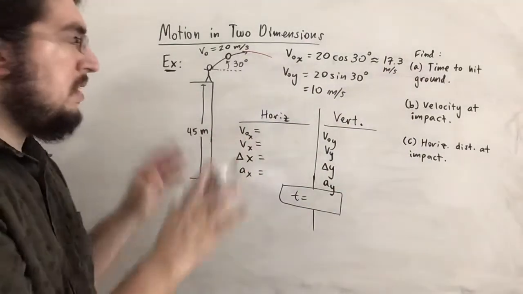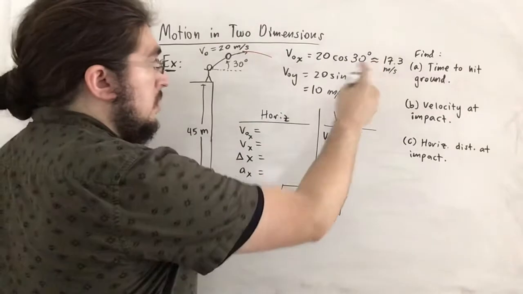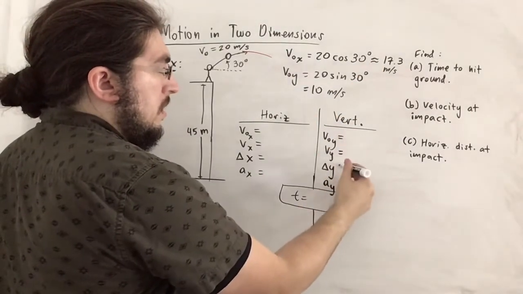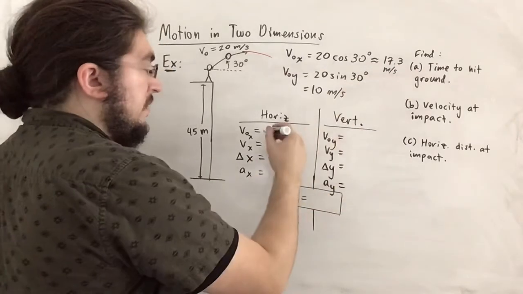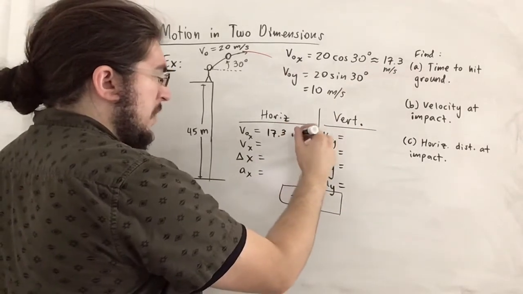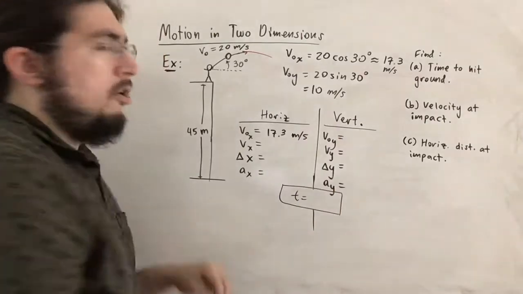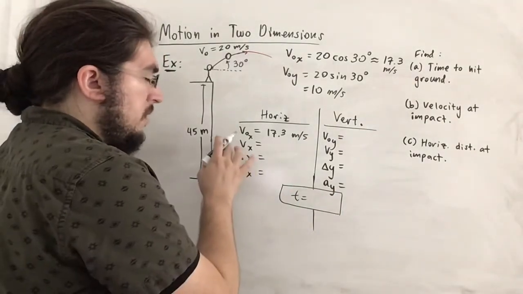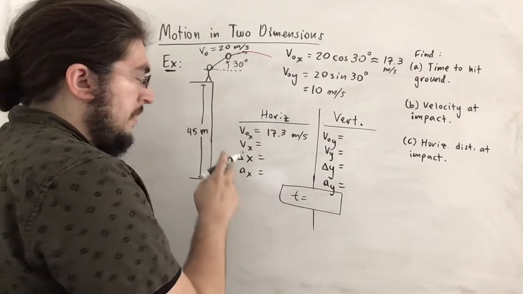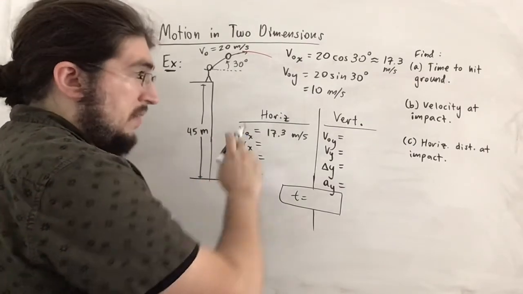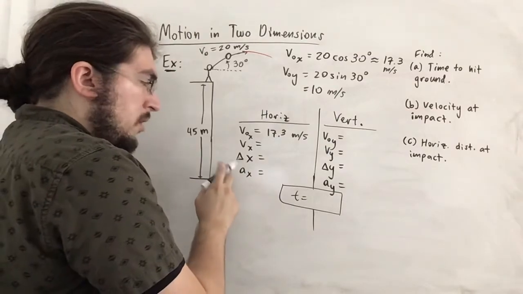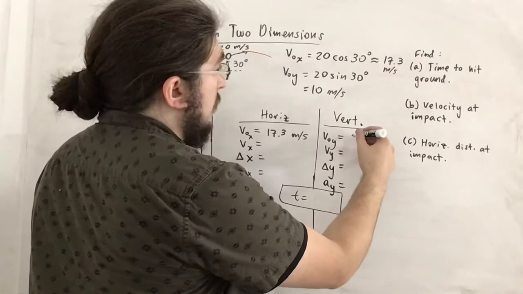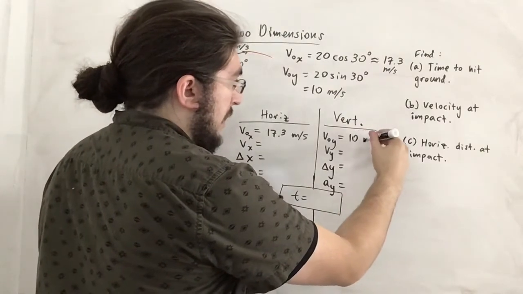So let's fill in everything we have, and then let's take a look. We know V naught x first, which is 17.3 meters per second. Good. Also notice the units are nice, everything's in SI, so that's good. We don't know the final velocity for horizontal, that's okay. We don't know delta x, we're asked to find that later on, that's okay. And we don't know Ax, we kind of do, but we'll talk about that in a bit. V naught y, we know that's going to be 10 meters per second.